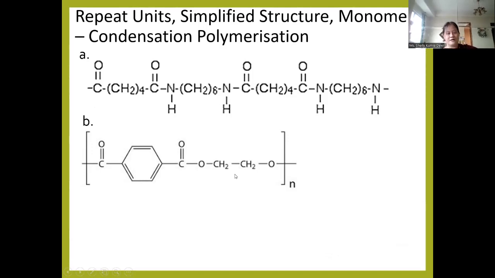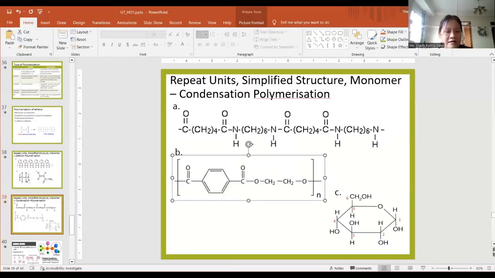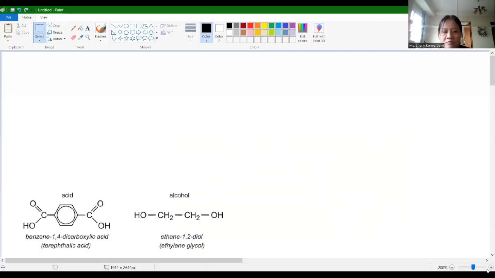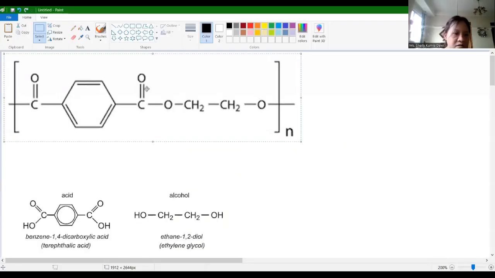Up to you. Okay, I will only show it here as I am unable to draw this one, so I will move to Paint. Here is actually the monomer of polyester. This is the carboxylic acid. This is the alcohol, ethane-1,2-diol, because it has two alcohol groups.